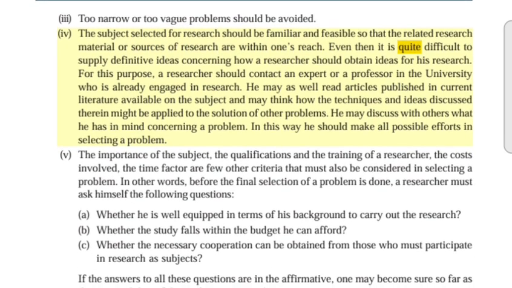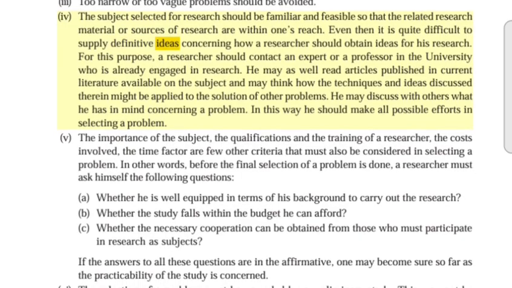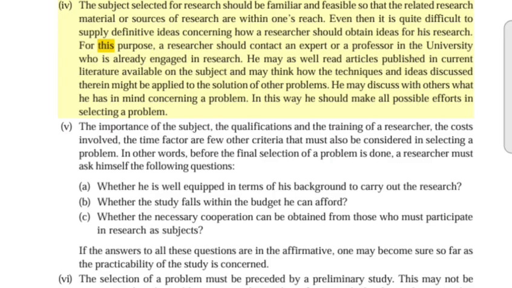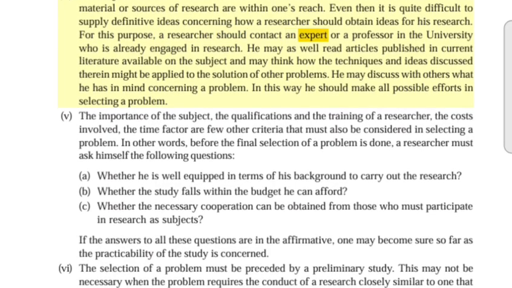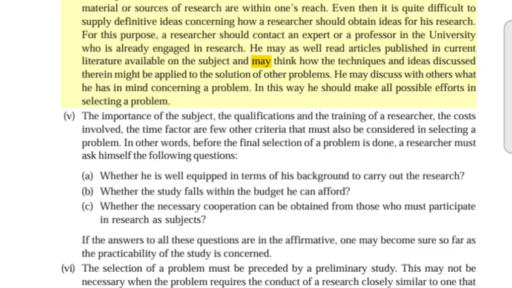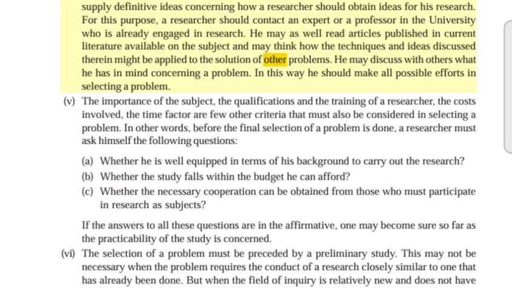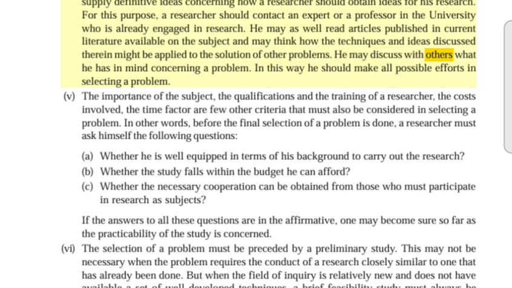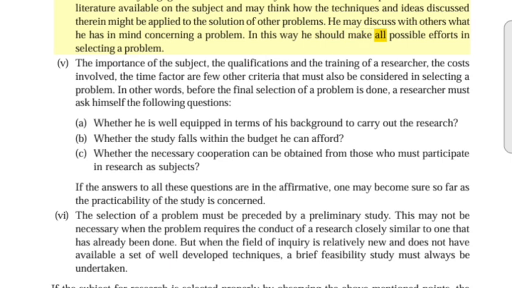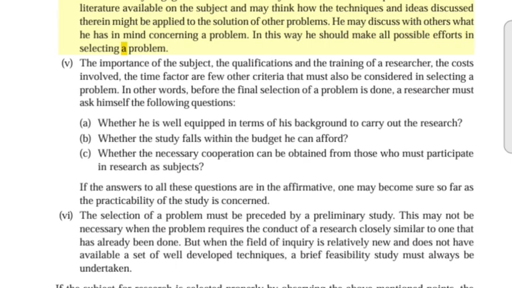Even then it is quite difficult to supply definitive ideas concerning how a researcher should obtain ideas for his research. For this purpose, a researcher should contact an expert or a professor in the university who is already engaged in research. He may as well read articles published in current literature available on the subject and may think how the techniques and ideas discussed therein might be applied to the solution of other problems. He may discuss with others what he has in mind concerning a problem. In this way he should make all possible efforts in selecting a problem.